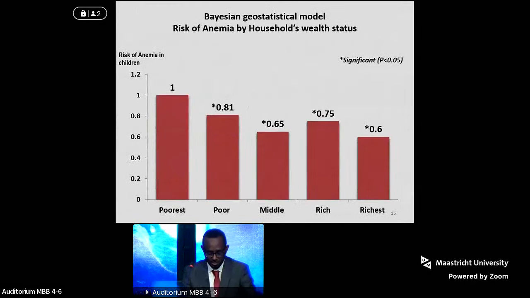And what we found is that poverty is associated with anemia. The poorer the family is, the higher the likelihood of the child to have anemia compared to the richer families. This graph shows the decreasing trend in anemia when the wealth status goes up.